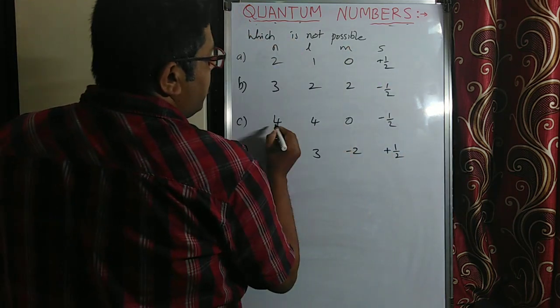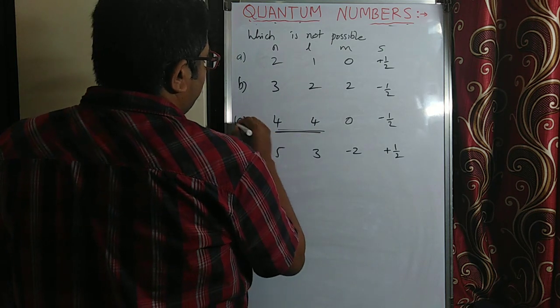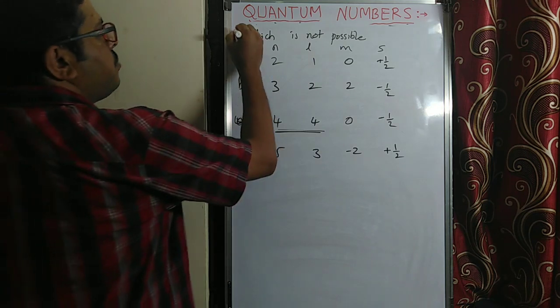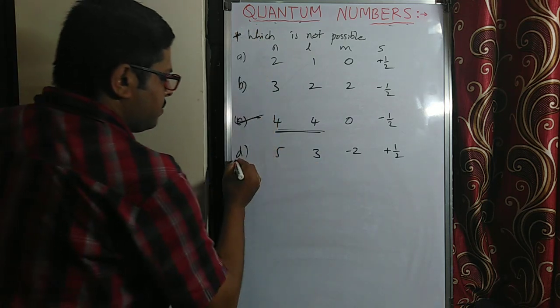Here n and l values are the same, so definitely this is not possible. So the answer for this question is this one. Such a question they can ask. That is the first type of question, remember that.